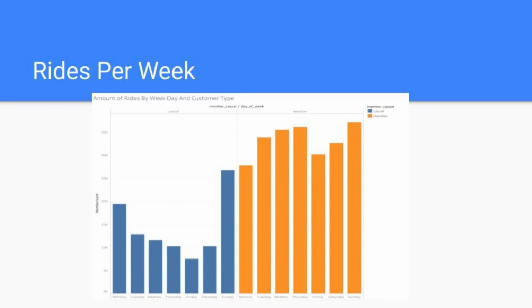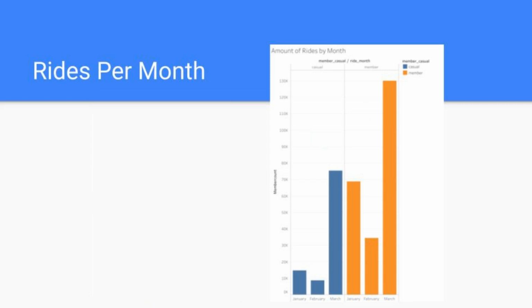So what that tells me is that the casual riders are using the bikes mostly for recreational purposes, to go out on day rides. And looking at the members, we can see that the usage remains relatively constant throughout the whole week. What that tells me is that the members are using these more for commuting to work, and that they're using them on more of a planned basis than the casual riders are.